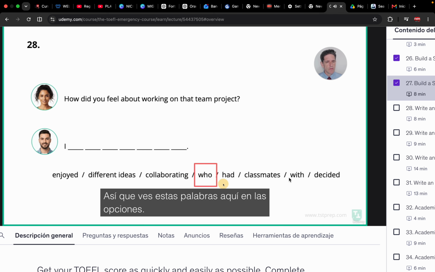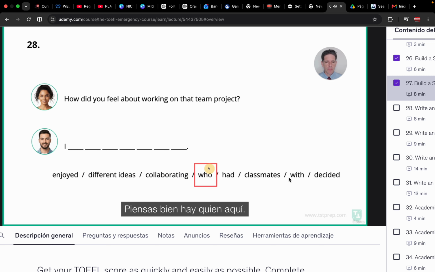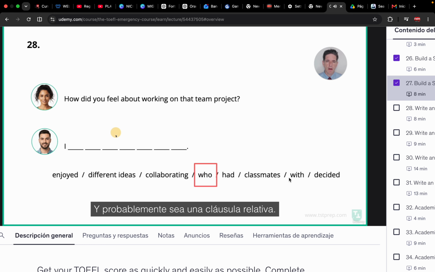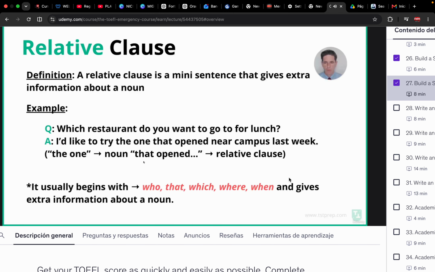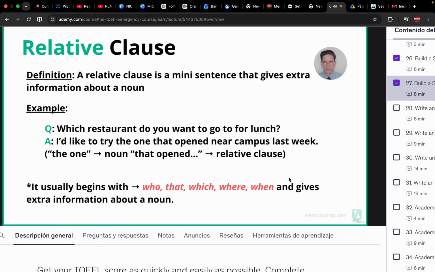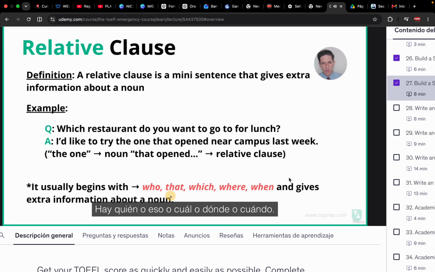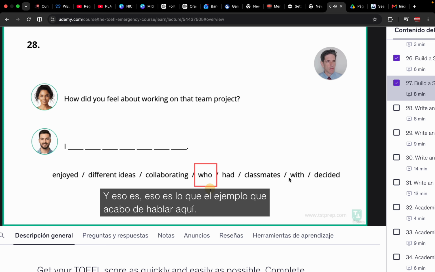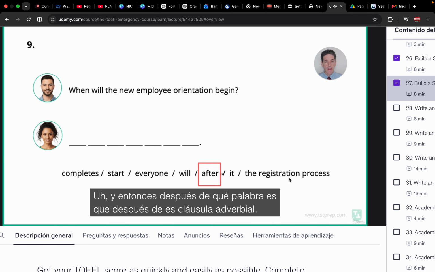So you see these words here in the options. You think, okay, there's who here. Probably this is going to go in the middle somewhere, and it's probably a relative clause. So it's probably going to go before some noun. So these are things that I can use to help me figure out what belongs where. Like this is the relative clause. There's who or that or which or where or when. Right? And that's what the example I just talked about here. And then after, what word is that? After is adverbial clause, right?